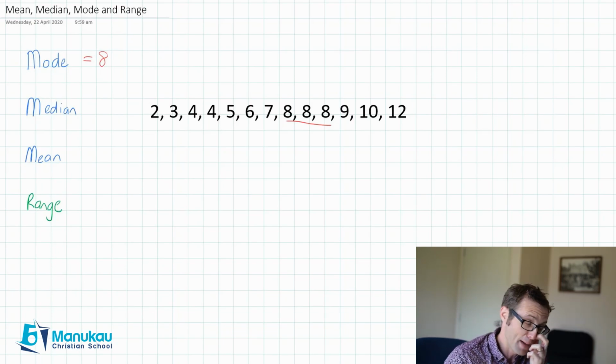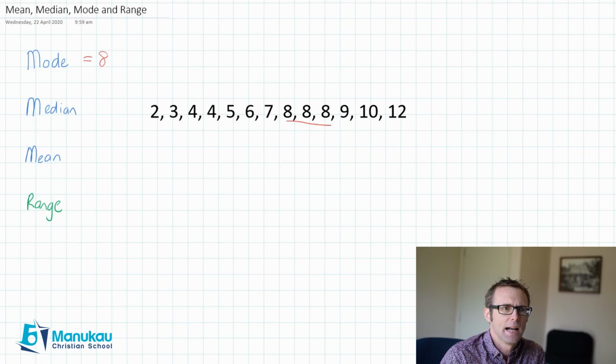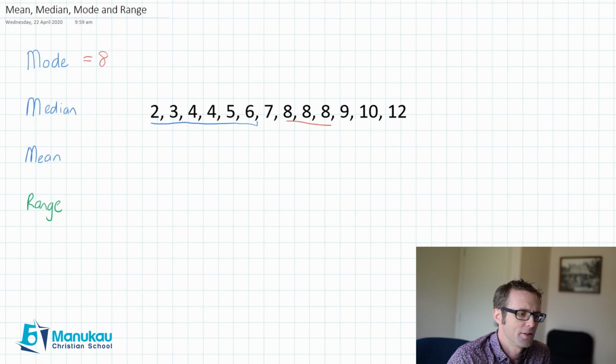Median. Let's talk about median. So median is the midpoint of our data. We take our data and divide it into two equal parts. Here we've got 13 items of data, so on one side we'll have these 6, and on the other side we'll have these 6. And so our median will be this 7 here.